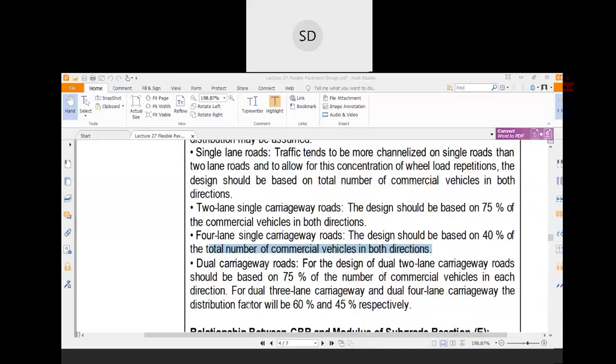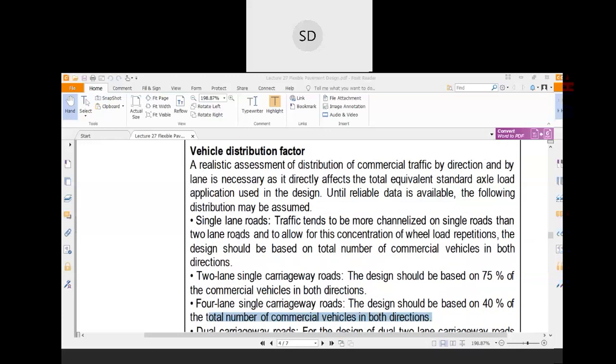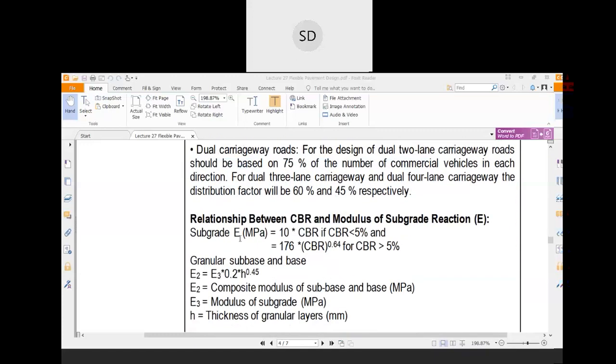So based on the different parameters of the road, whether it is a single lane road, a two lane road, or a multiple lane road, you have to multiply another factor with your loading condition, and that factor is called the vehicle distribution factor.